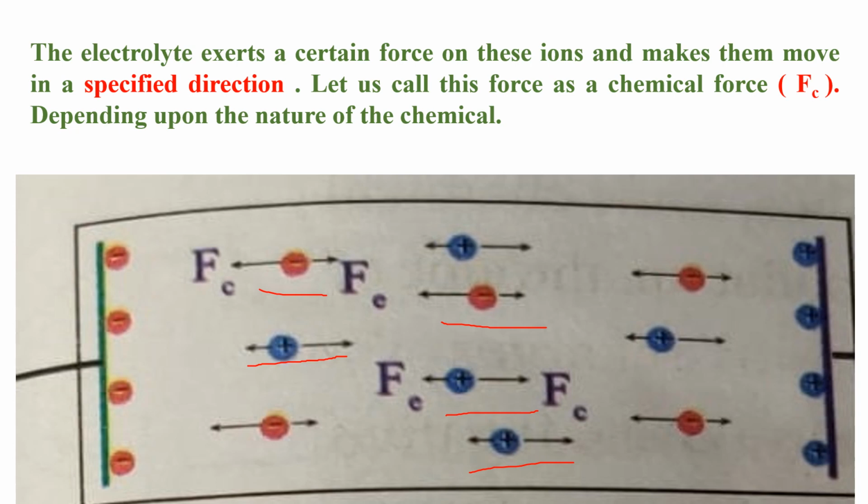In the first image, you have seen that both the positive ions and negative ions are going in opposite directions. In the second image, you have seen that due to the chemical force caused by the electrolyte present in the battery, they are going in a definite direction. Now, when they go in a definite direction, what happens?